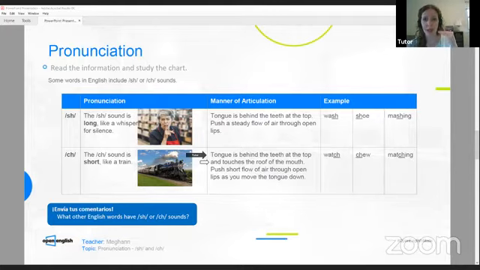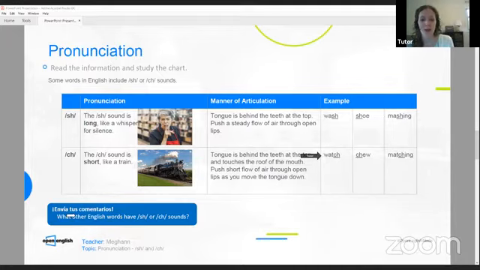Your tongue is behind your teeth at the top, but it touches the roof of your mouth, tu paladar. And you push a short flow of air through your lips when you move your tongue. Ch, ch, ch. Some example words in English are watch, chew, and matching.